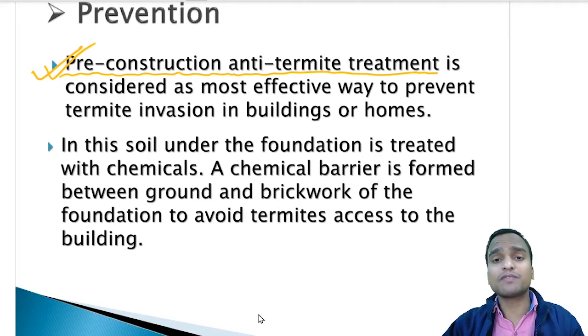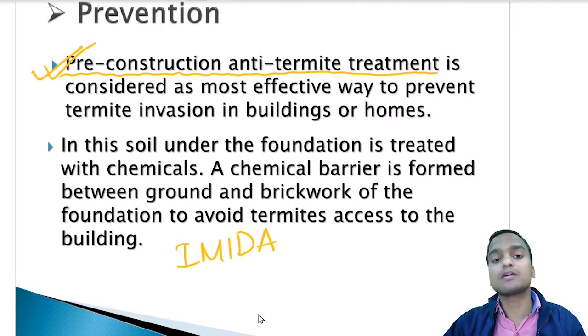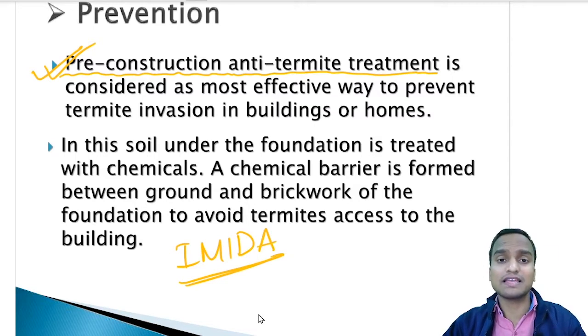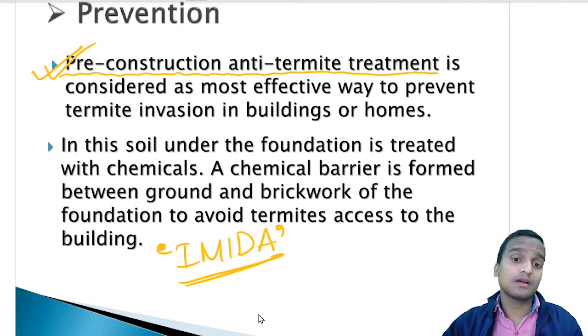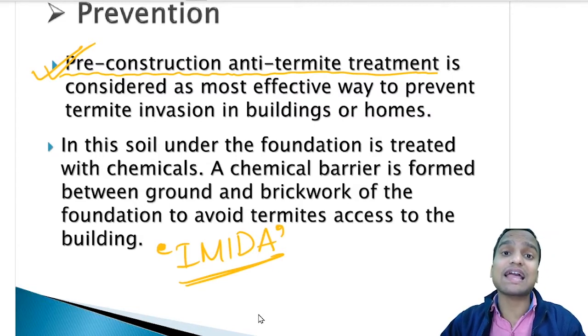The very famous chemical, I will also give you the name, is imida. Imida is the chemical which is commonly known as imidacloprid. If you ask for imida in those shops, they will give you this chemical, and this chemical forms a chemical barrier between the ground soil and the brickwork of the foundation, so that it prevents the termites' access into the buildings.